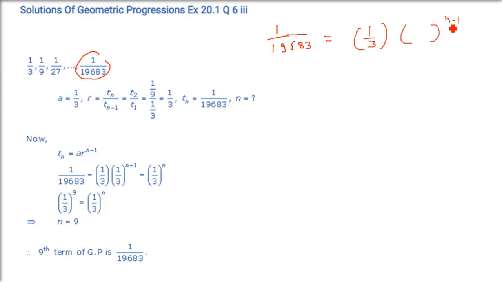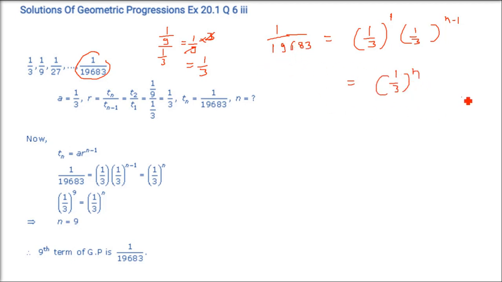So the nth term equals A, that is 1 by 3, times R to the power n minus 1. So 1 by 9 divided by 1 by 3, you are going to get 1 by 3 here. So 1 by 3 is the common ratio. Now put it here, 1 by 3. Same thing, 1 by 3 to the power n minus 1, just add them. 1 by 3 to the power n minus 1 plus 1 is n.